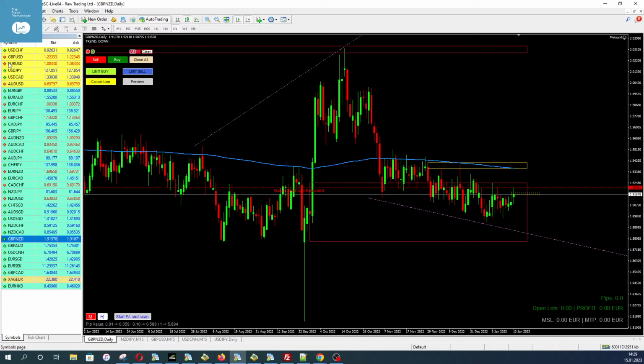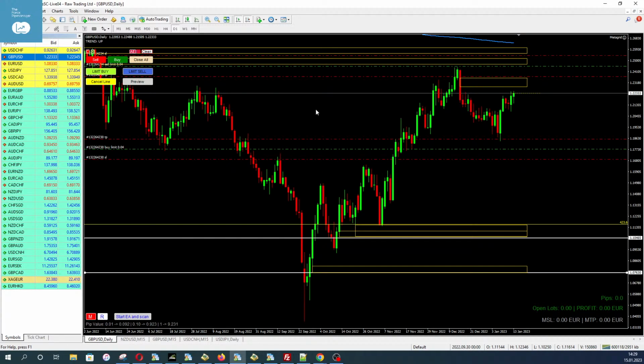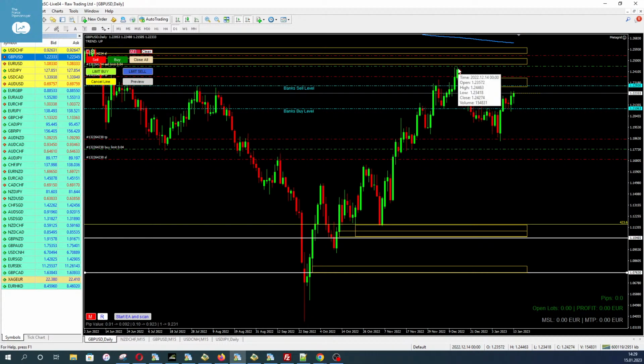And the last one is the cable, the pound dollar. This is the last pair on my forecast for this week because I have two pending orders on it. I have a pending buy order and a pending sell order. The pending sell order is around this supply zone here. And you can see this one also missed my entry by 1 or 2 pips.